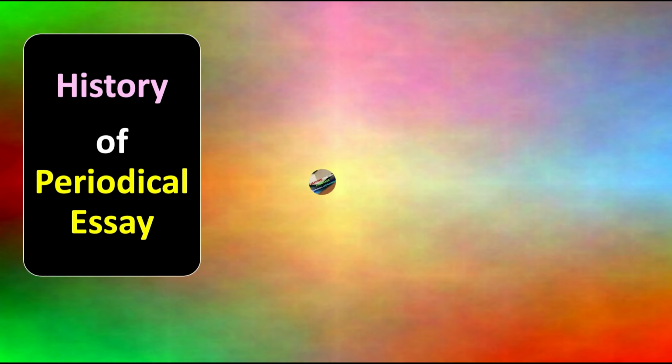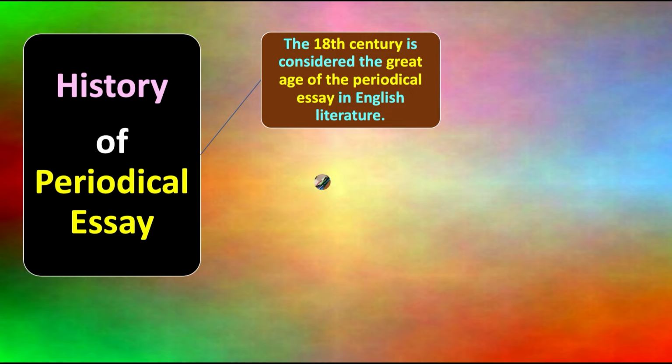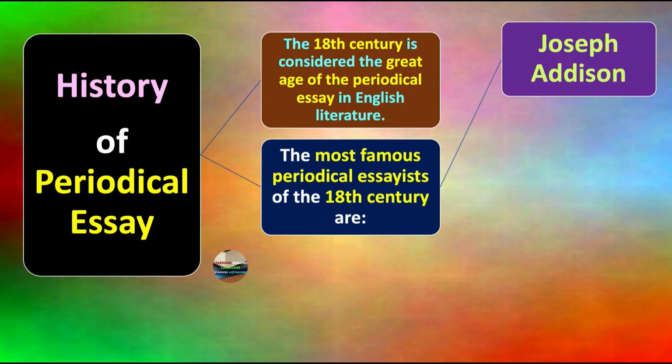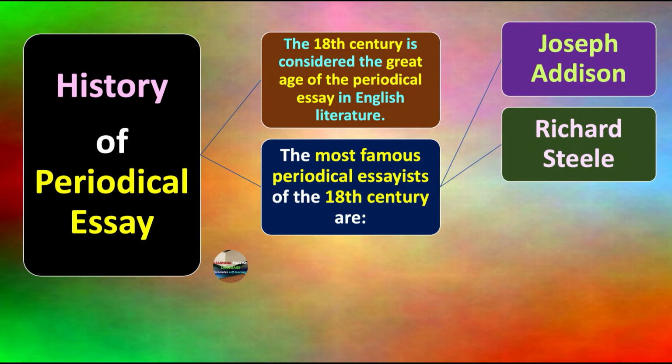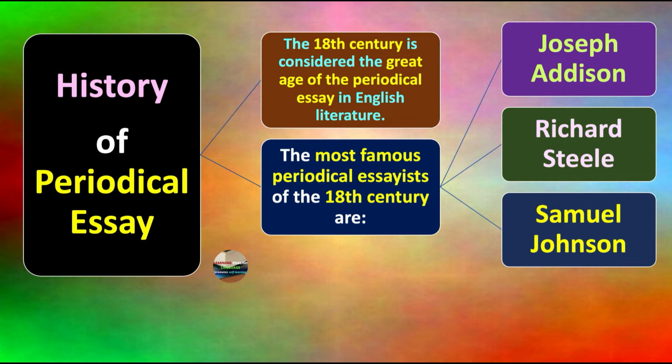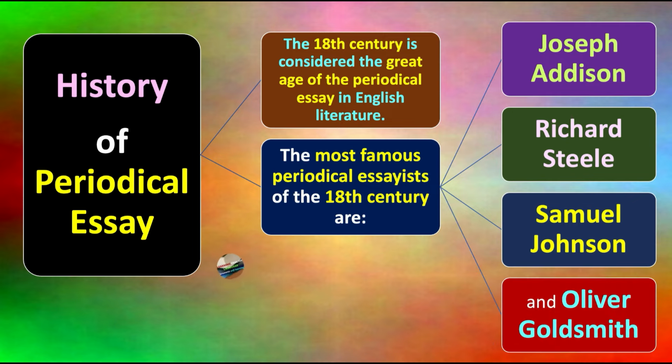We have the next point, history of the periodical essay. The 18th century is considered the great age of the periodical essay in English literature. There is nothing complicated to explain. We have some more ideas. The most famous periodical essayists of the 18th century are, the first one, Joseph Addison. The second one is Richard Steele. The third one is Samuel Johnson. And the fourth one is Oliver Goldsmith.